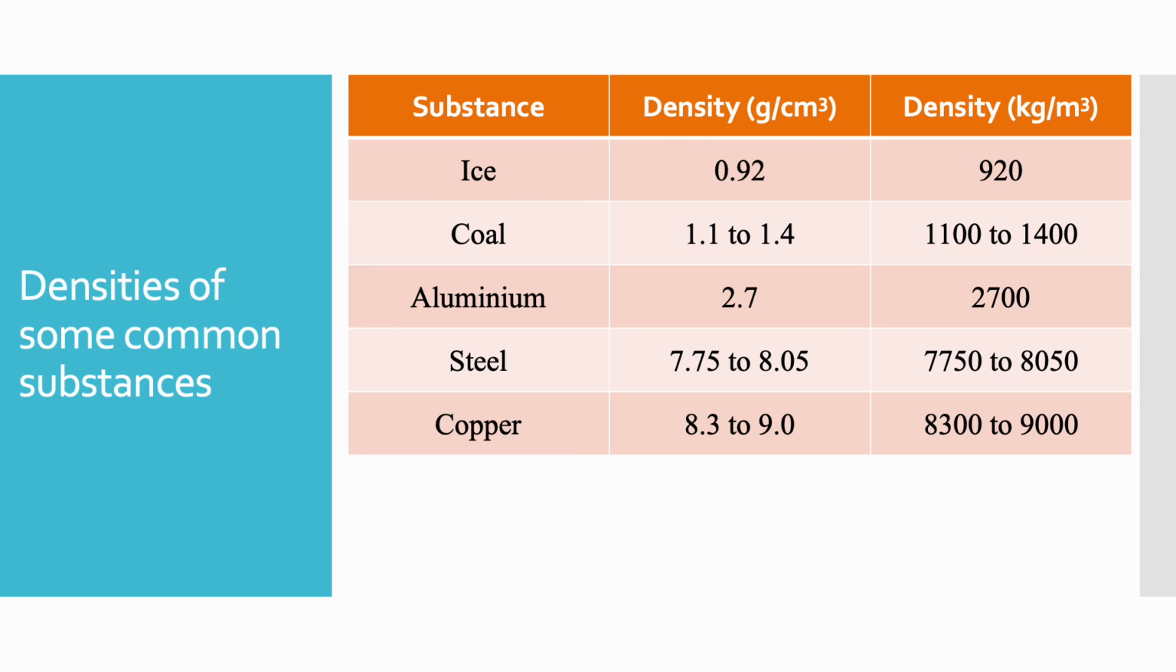And copper, another common metal used in wiring and coins, has a density of between 8.3 and 9 gram per centimeter cube. So that is up to 9000 kilogram per meter cube. So what can we learn from this? Materials have very different densities, and by measuring or comparing density, we can identify substances, understand how they behave, and determine whether they will float, sink, or withstand a certain force.